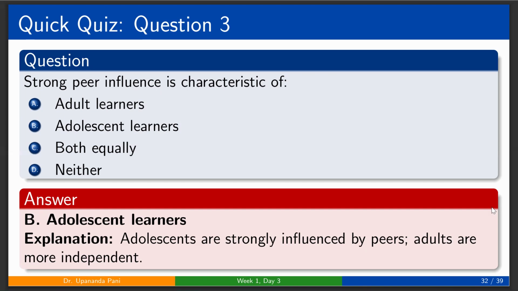I think some of you have done it incorrectly. I think the reason is you have not actually paid attention to what we have discussed. So the explanation is adolescents are strongly influenced by peers. Adults are more independent, right?